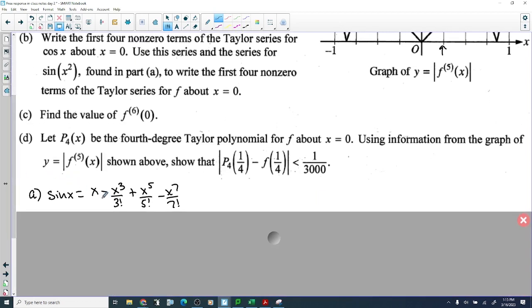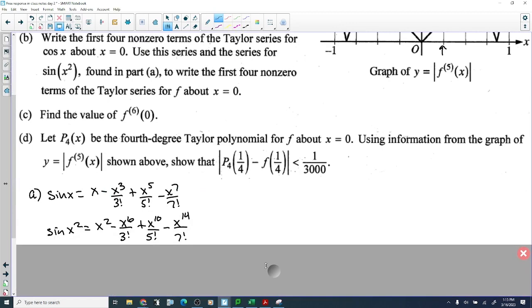So sine of x is an odd function. There's the first four terms. And then we're plugging in x squared for x.